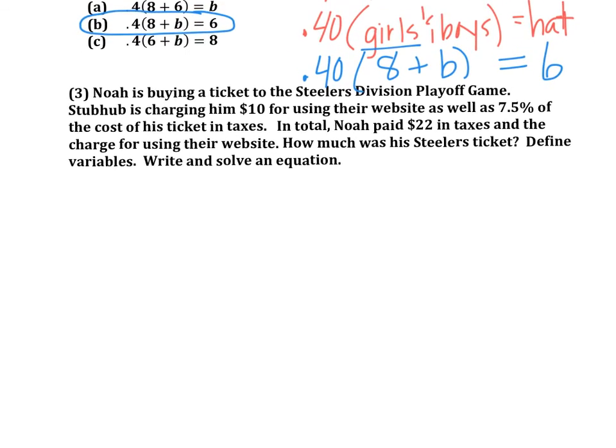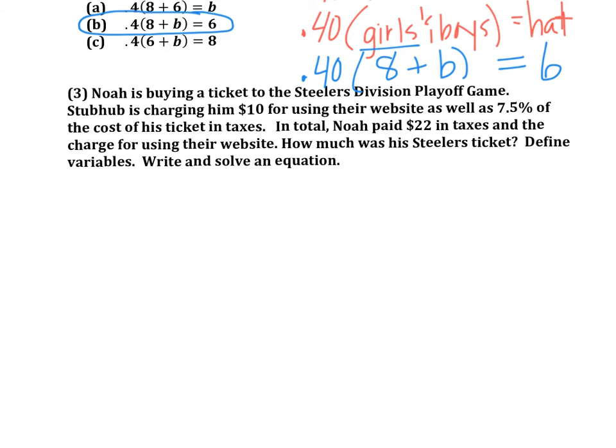The last one we're going to work on today is buying a Steelers Division playoff game ticket. StubHub is charging him $10 for using their website, as well as 7.5% of the cost of his ticket in taxes. In total, he paid $22 in taxes and the charge for their website. How much was the Steelers ticket? Define variables, write and solve an equation.